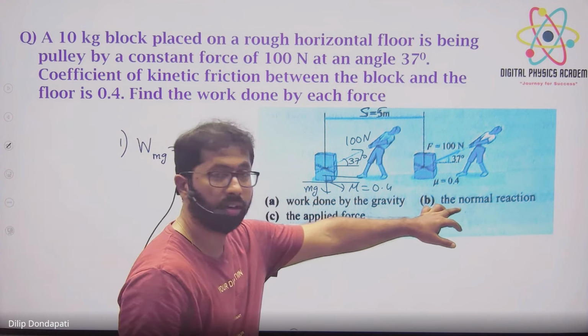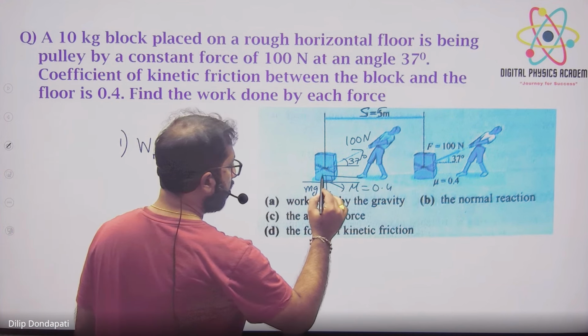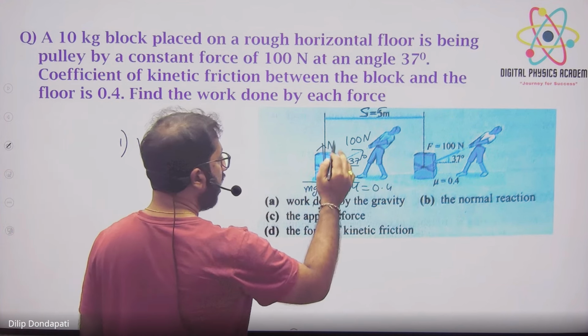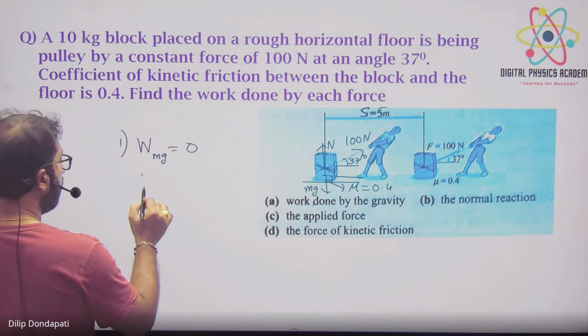नॉर्मल रिएक्शन का. आप बोल सकते हो ज्योतिष, बोलो नॉर्मल रिएक्शन का वर्क डन कितना होगा? Normal reaction is acting upwards and displacement is like this, so angle is 90 degrees, so work done by the normal reaction is 0.